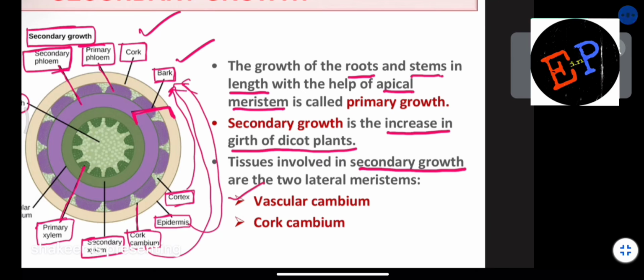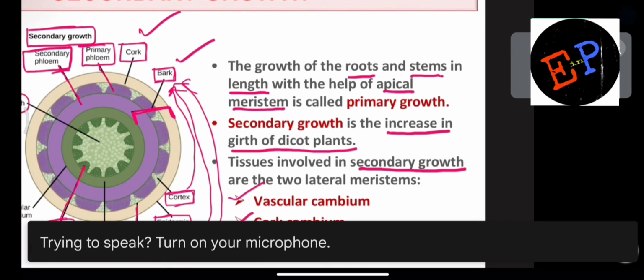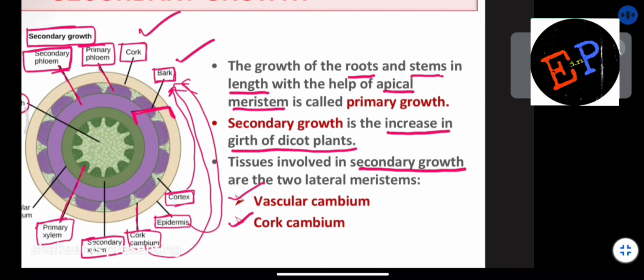Now see, in secondary growth we can divide this into two types. What is the first one? Vascular cambium, and the second one is called cork cambium. Vascular cambium means secondary phloem and secondary xylem. When they develop, it is called vascular cambium in the case of secondary growth. And cork will also develop, no? Outside the plant, the tree, you can find dead cells.